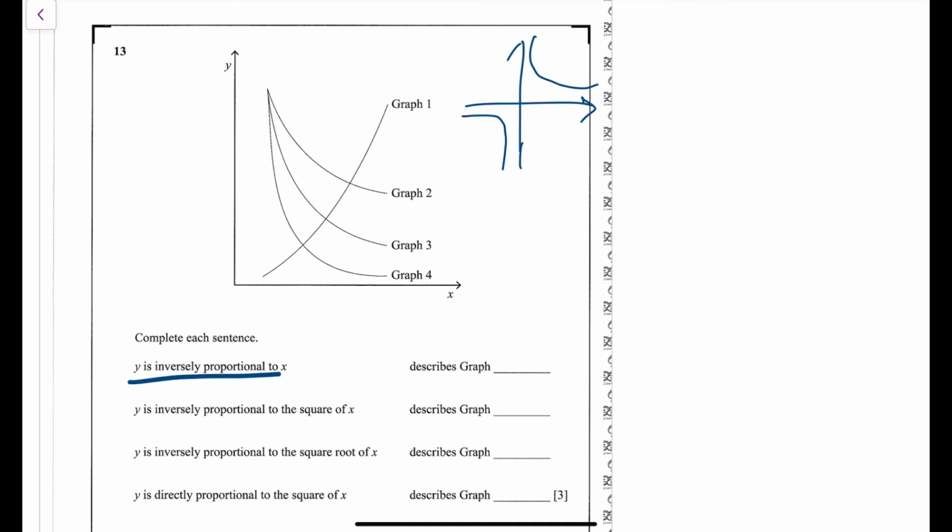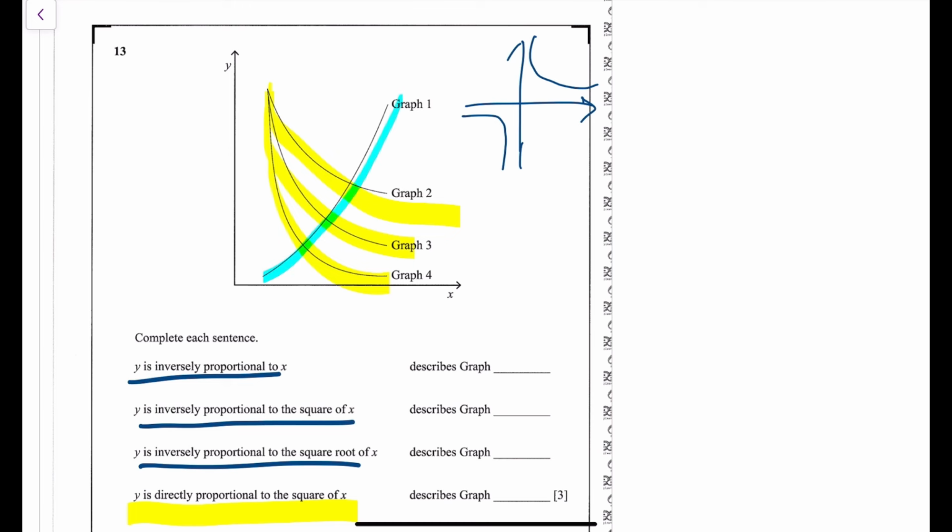But there's 3 inversely proportional ones. So the 3 inversely proportional ones are the ones that are sloping downwards. We just need to figure out which one's which. So the direct proportion one has to be the other one. It has to be graph 1. So graph 1's the direct proportion. Okay, right.